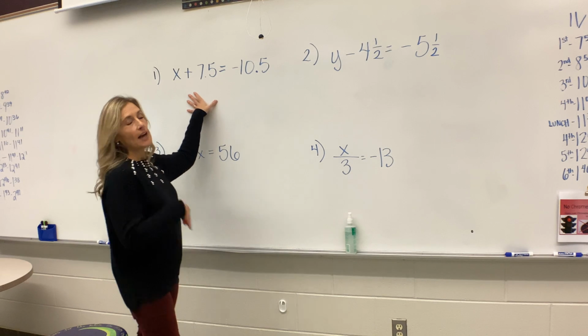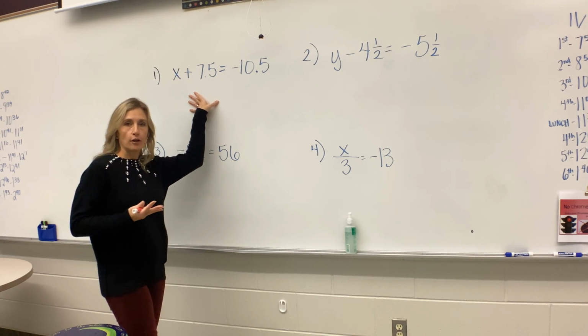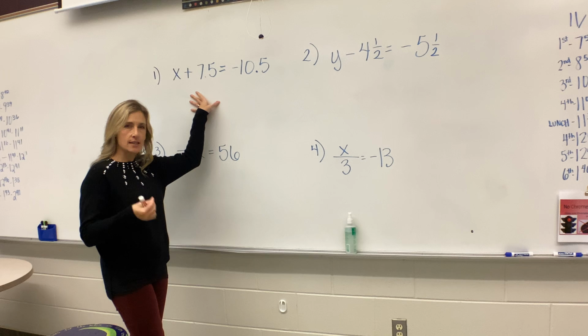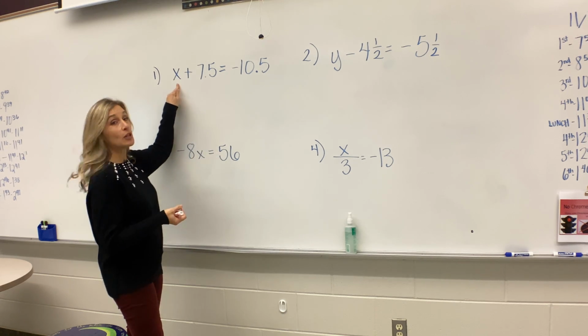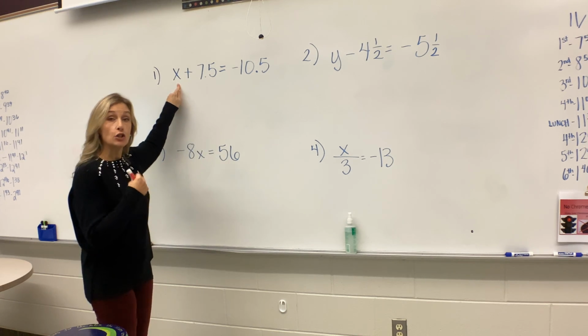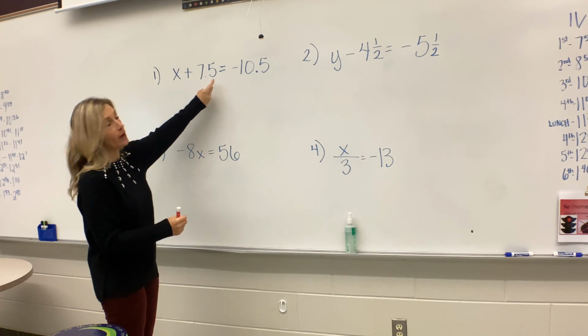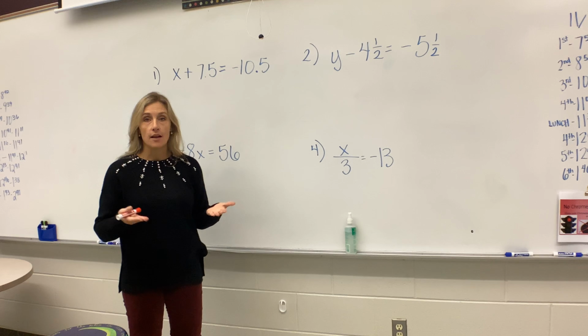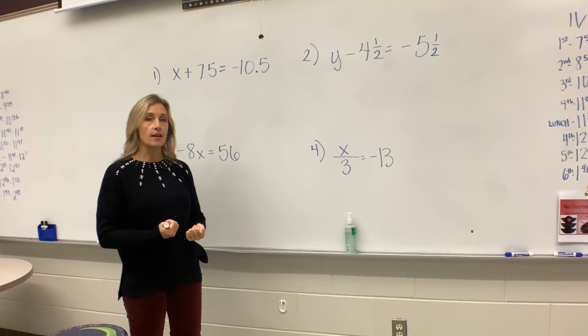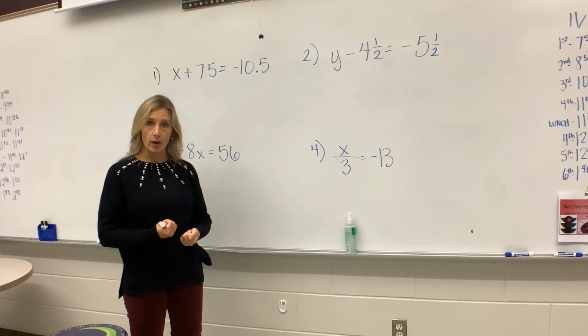In number 1, I'm going to ask myself sort of the same set of algebra questions every time. I'm going to start by saying, what's the variable? The variable is x. What are they doing to x in the equation? They are adding 7.5. That tells me that to undo adding 7.5, I'll subtract 7.5.